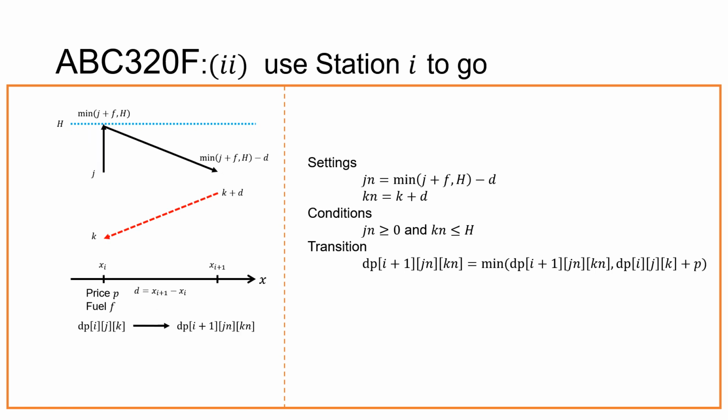Next, we think about where we decide to use station i for the way to go. The way to return is the same as before, but the fuel to go increases by station fuel f and then decreases by d. We should be careful about the limit of carrying fuel h, but this case is also done.